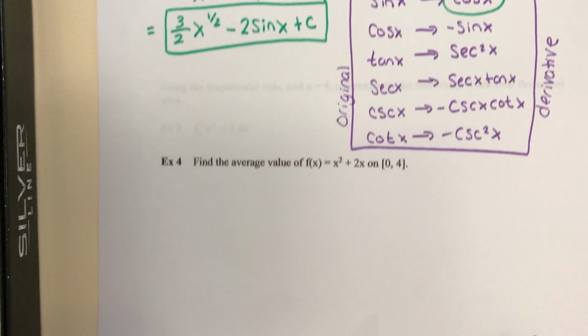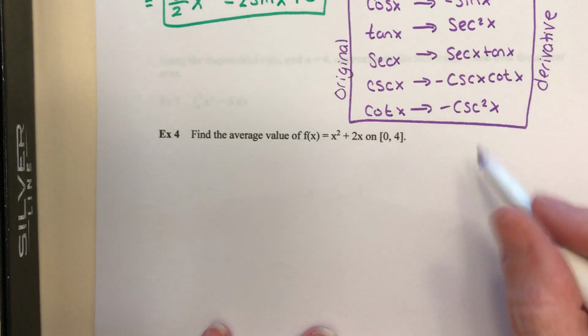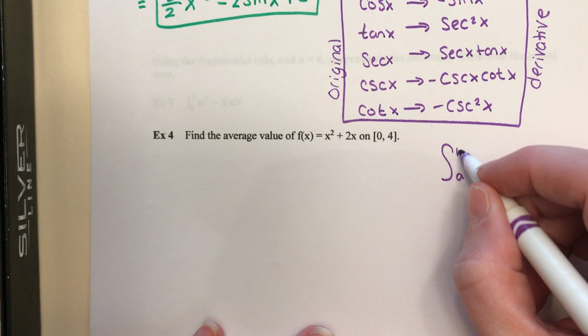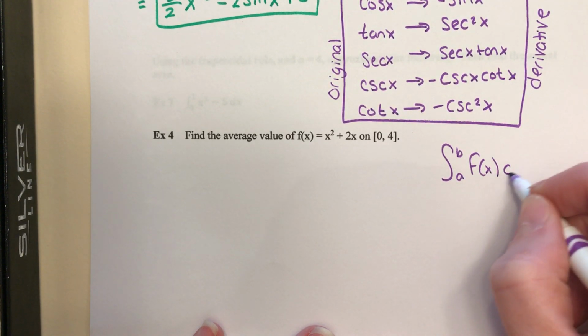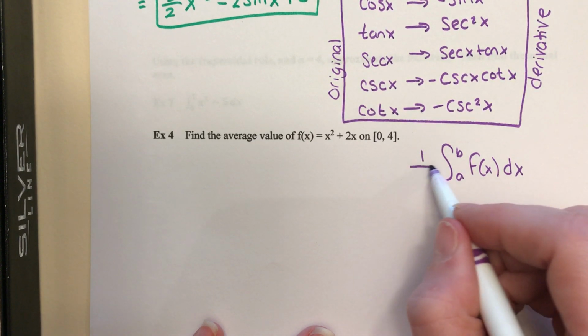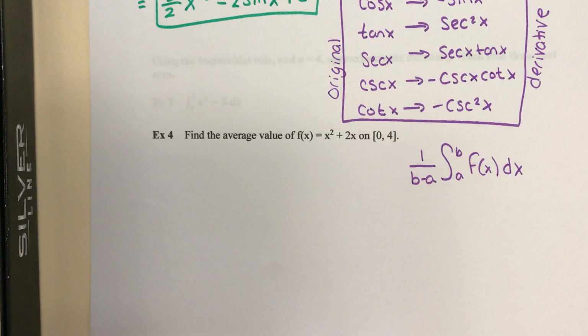Okay, next one, number 4, we're going to find the average value. So there's a formula that we used. That is the integral from a to b of f of x dx, so it's a definite integral, and we're going to find the average in the end by dividing by the difference from b to a, so our distance in between. So I'm going to set this problem up.